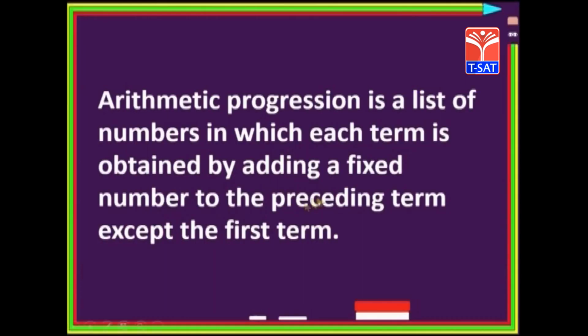Okay, let us see. An arithmetic progression is a list of numbers in which each term is obtained by adding a fixed number to the preceding term except the first term. So, that is called an arithmetic progression.